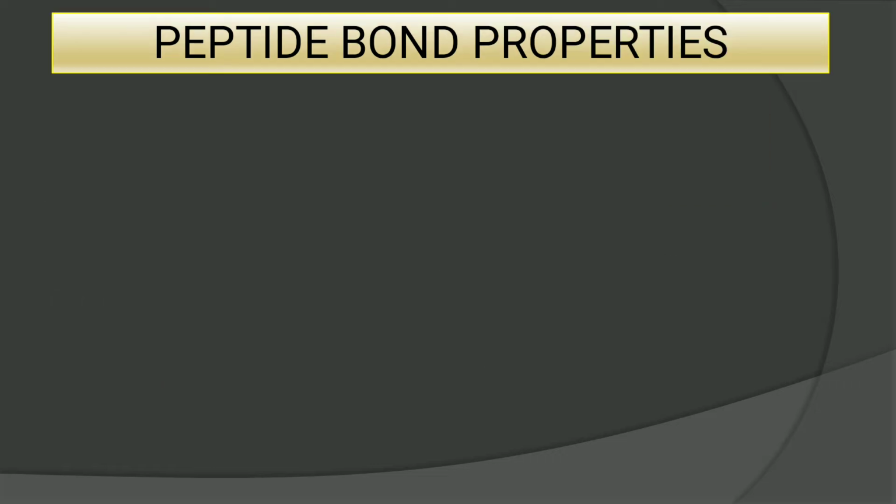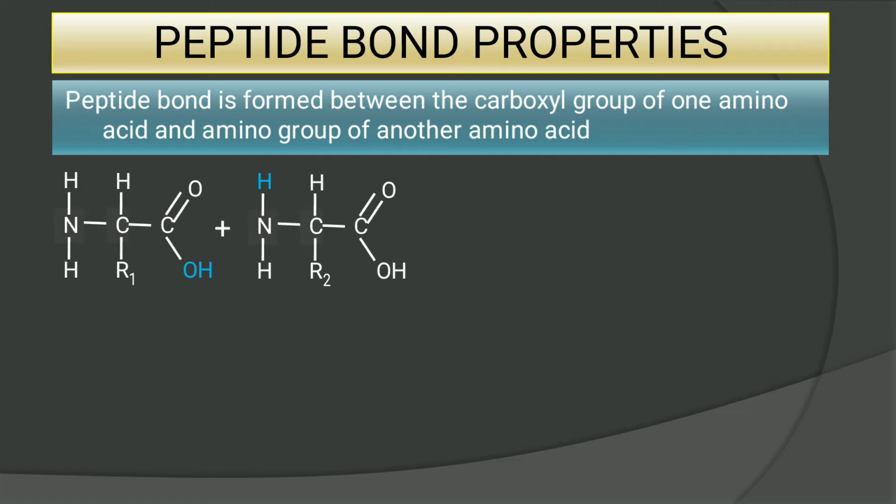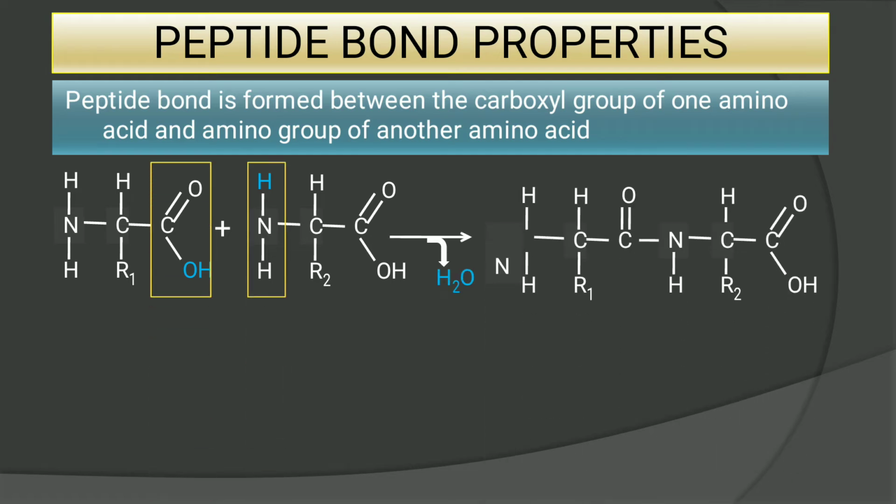Now let us see the properties of the peptide bond. First, we have to remember that a peptide bond results in the formation of different proteins, and it is formed between the carboxyl group of one amino acid and the amino group of the second amino acid, just like here, with the concomitant formation of water.